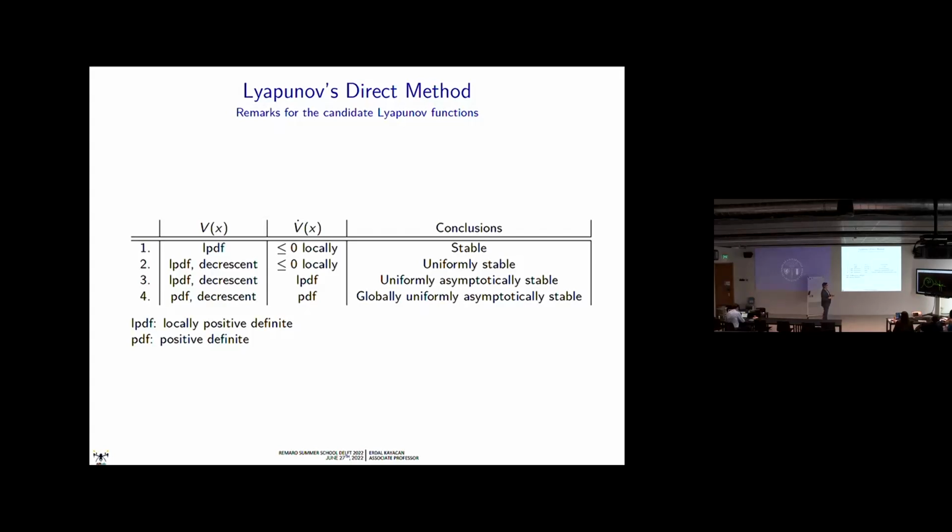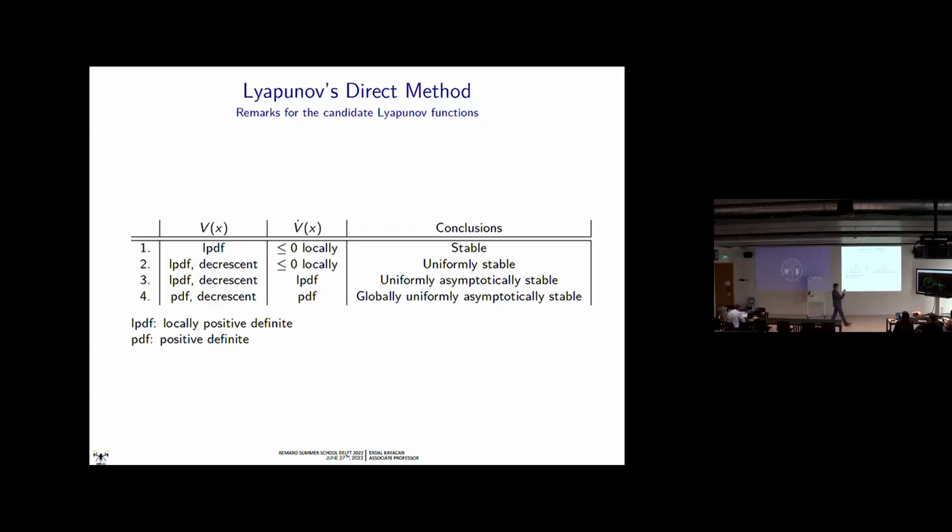Shouldn't that be negative definite in the V dot? Sorry? Didn't you say it should be negative definite? Which one? V dot in the third and fourth row. Yes, I think it should be minus. Yes, because it's less than 0 in the first row. This should be less than 0. So either it is negative definite, or I should write minus V dot. It's the same story.